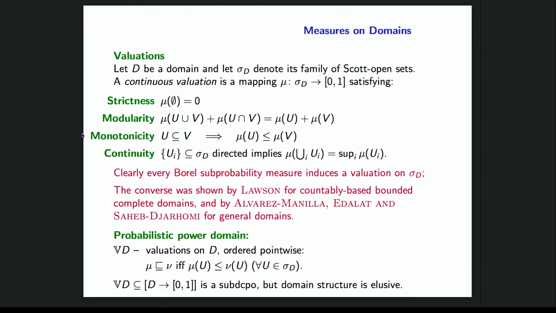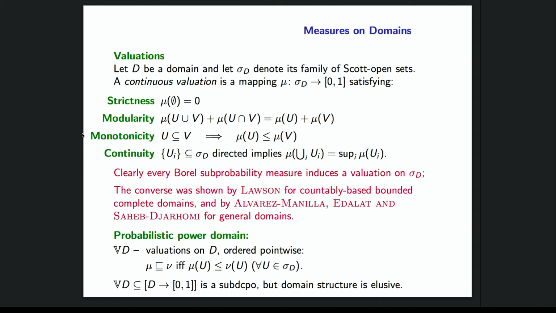And it's easy to see that any Borel subprobability measure induces an evaluation here. You just check it out. It's not hard to see that these conditions will be satisfied for a subprobability measure. The converse was shown by Jimmy Lawson for the countably based case of bounded complete domains. But Alvarez-Manilla, Edalat, and Saheb-Djahromi proved it for domains in general. So these are really the same thing as subprobability measures. That's what's being said here. You can view them in a domain theoretic way as valuations.